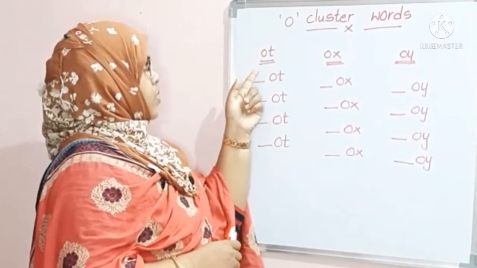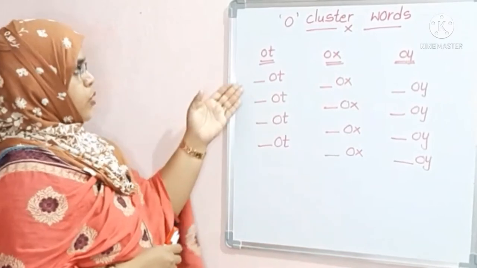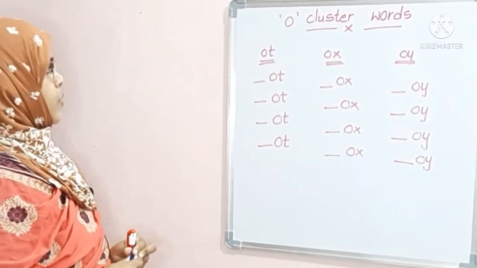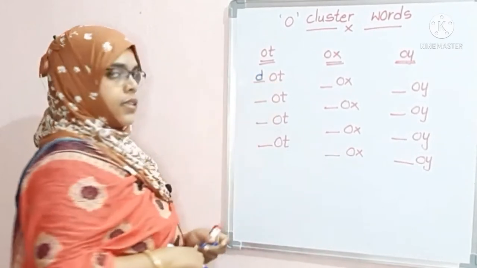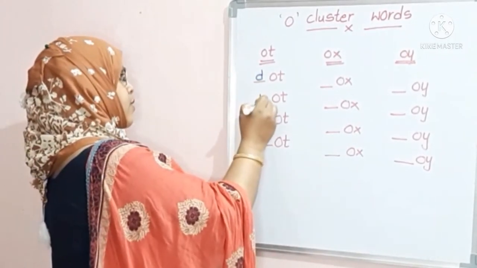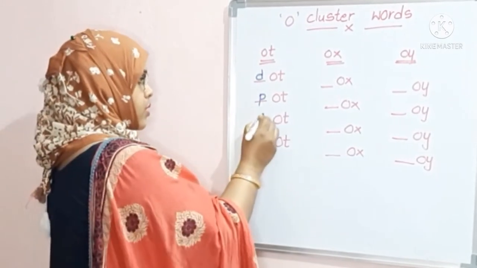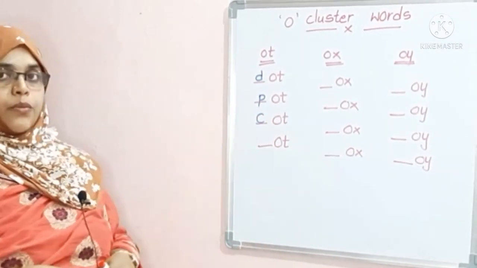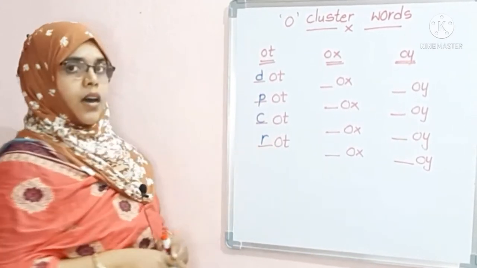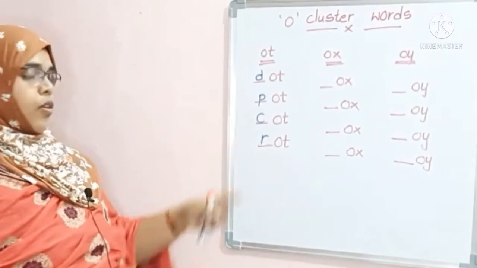So, children, in this O cluster we have some more: OT, OX, OY, OM. Using the OT cluster we form different words. If you add letter D, D, OT becomes dot. Adding P, the sound of P is P, pot. Adding C, the sound of C is K, cot. Adding R, the sound of R is R, rot. Dot, pot, cot, rot.